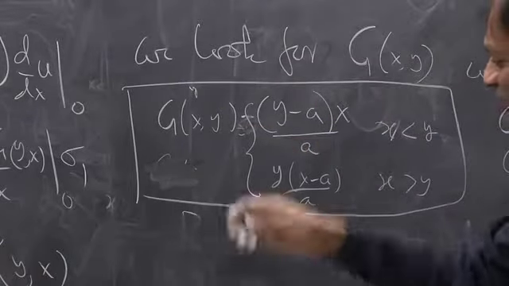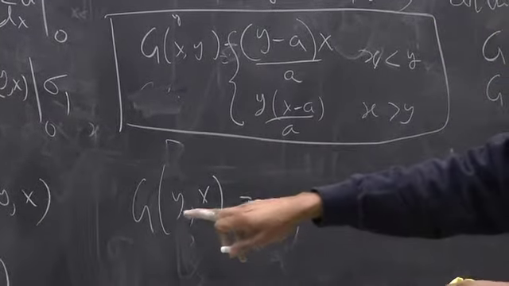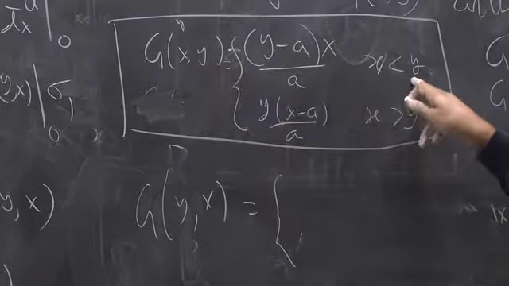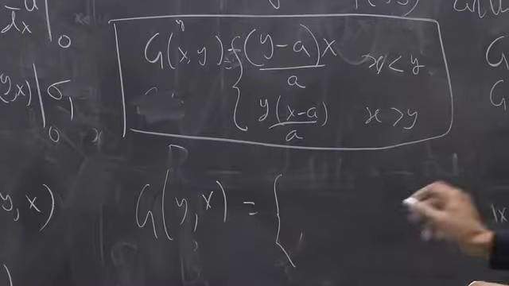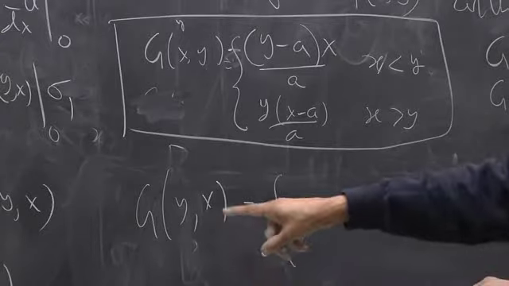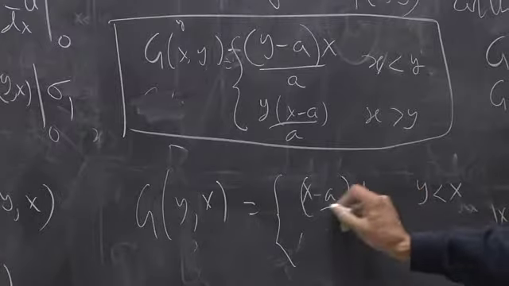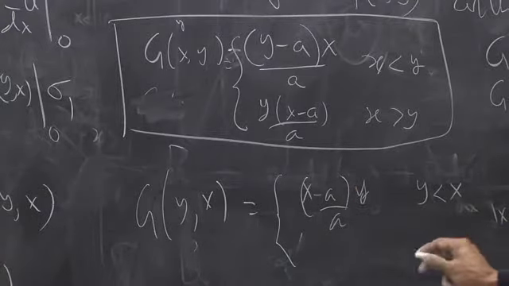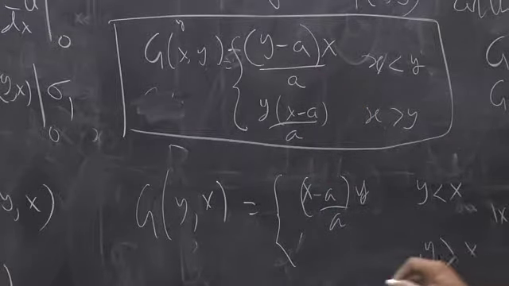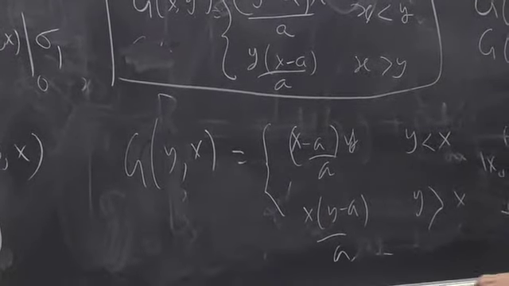Yeah. So, let me just write this equation for exchanging the two. So, g y,x. So what is this? Here this equation was when the first argument is smaller than the second argument, right? Which means y is less than x, right? First argument is less than second argument. And in that case, you see that this is x minus a times y divided by a, and this is when the first argument is greater than second argument. So, y is greater than x, and you get here x times y minus a over a. Okay.